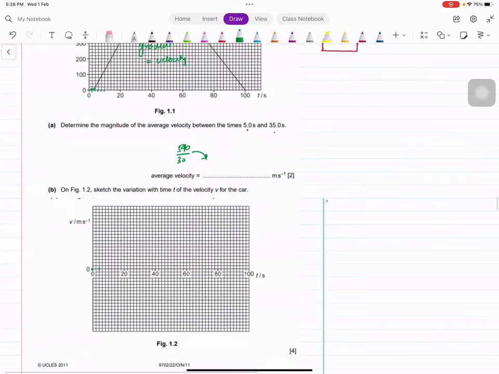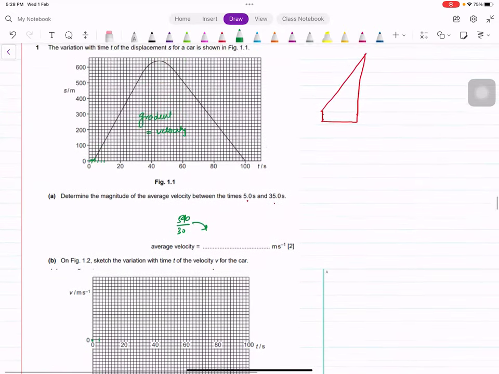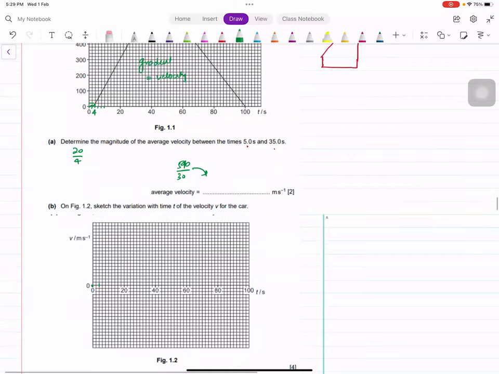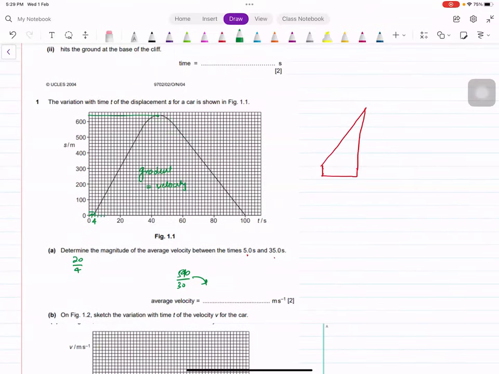I don't know what that value is, and I don't think they have asked for the value. They probably have asked for the value, but that's fine. On average, here it covers 4 seconds and it almost covers like 10. No, it covers 20. 20 divided by 4 is 5. And the maximum speed it reaches is somewhat like 640, divided by this, which is around 40. Can you guys please do this? Let me know what the answer is.